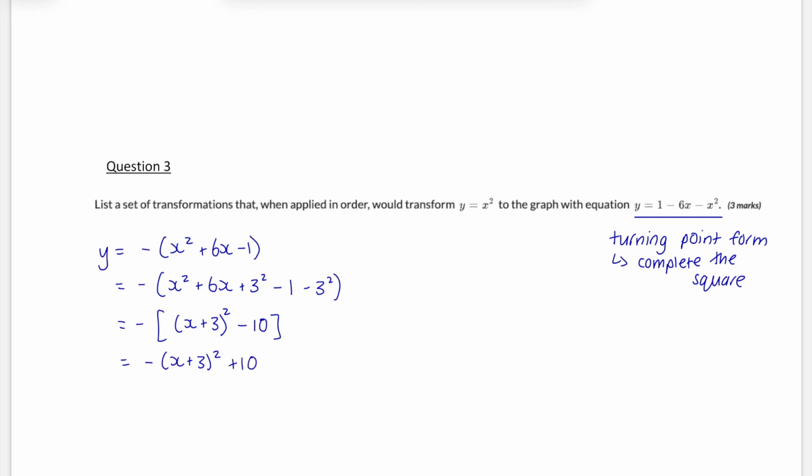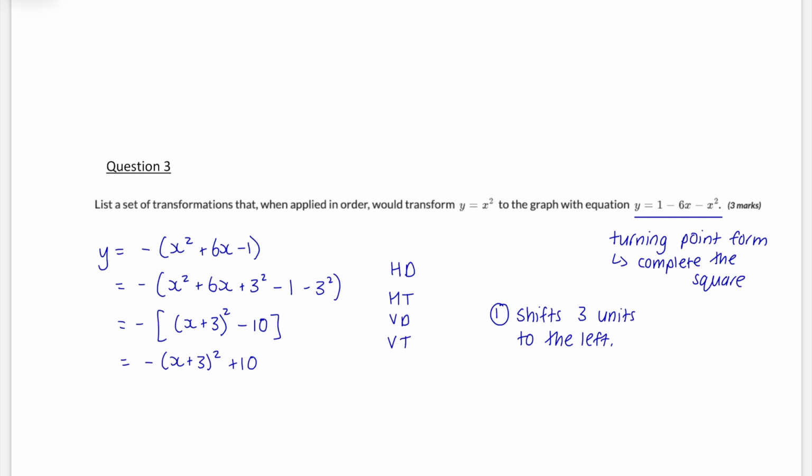So now I can see there are 3 types of transformations occurring. The first thing I look at is my order: horizontal dilations, horizontal translations, vertical dilations, and then vertical translations. Here there are no horizontal dilations, but there is a horizontal translation, which is this here. So 3 units to the left. It shifts 3 units to the left.